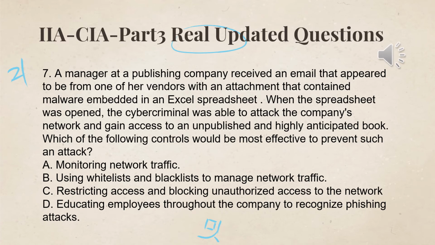7. A manager at a publishing company received an email that appeared to be from one of her vendors with an attachment that contained malware embedded in an Excel spreadsheet. When the spreadsheet was opened, the cyber criminal was able to attack the company's network and gain access to an unpublished and highly anticipated book. Which of the following controls would be most effective to prevent such an attack?